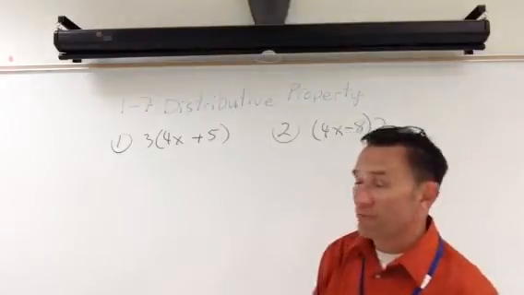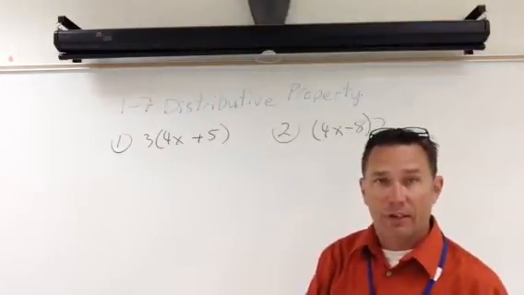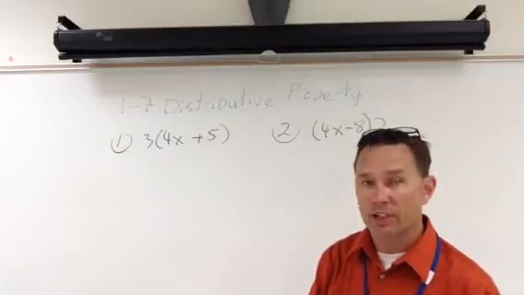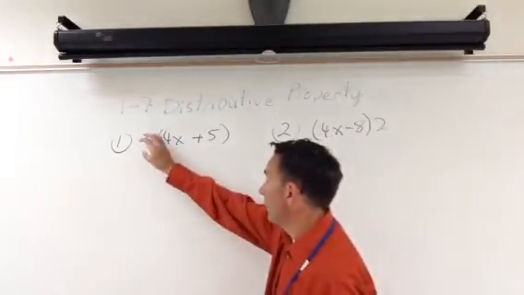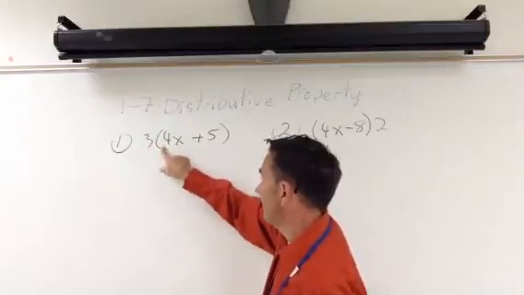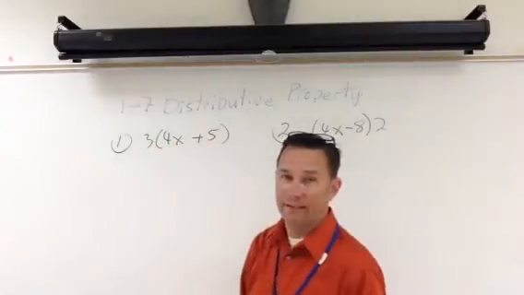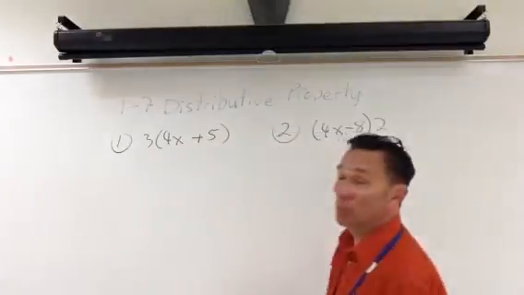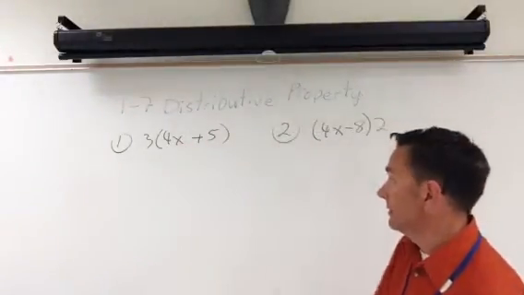So the distributive property is made up of two things. It's a combination of multiplication and division. We want to multiply whatever's on the outside of the parentheses to the inside of the parentheses, and it occurs to how many terms we have inside the parentheses.